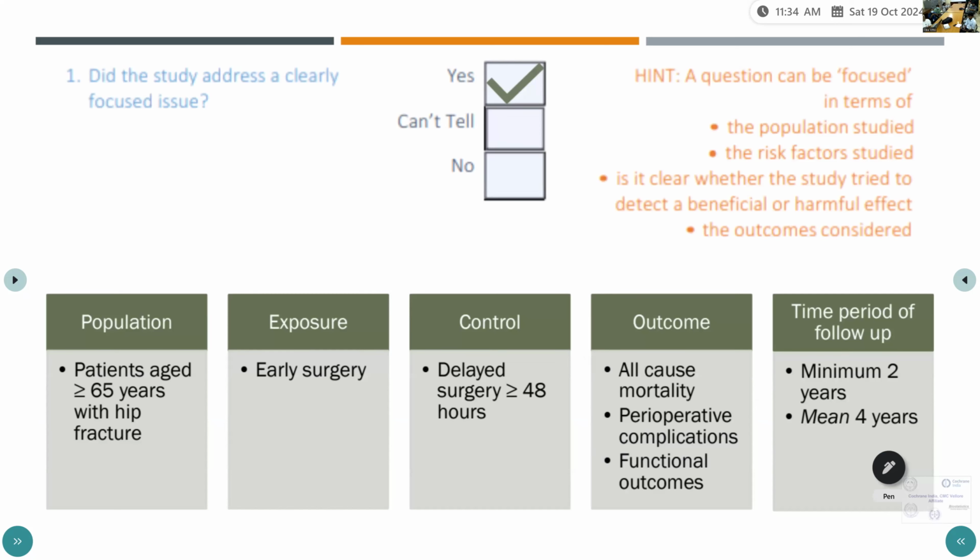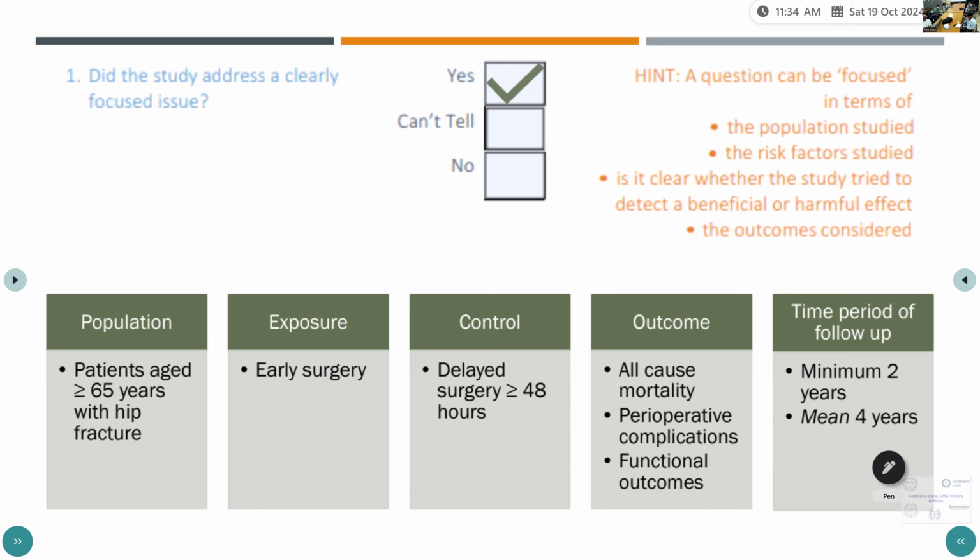The question should be focused in terms of the population we are looking at, the risk factor or the exposure studied, and the outcome that they're trying to look at. So here we have a population of patients aged 65 years or more with hip fracture, actually specifically intertrochanteric fracture. The exposure is early surgery within 48 hours. The control is delayed surgery, more than 48 hours from injury but within 7 days. Outcome is all-cause mortality, perioperative complications, and functional outcome of the patient. Time period of follow-up is a minimum of 2 years and a mean of 4 years.